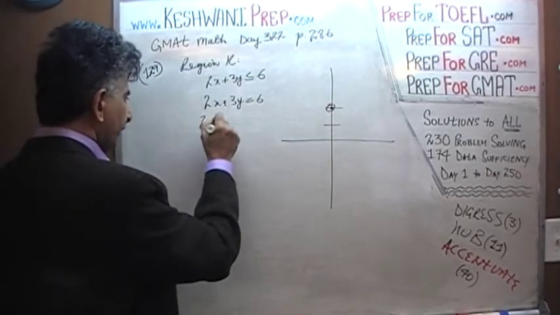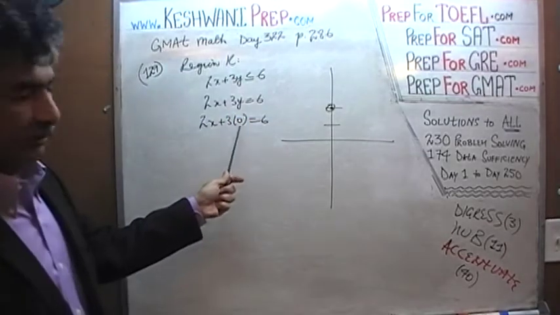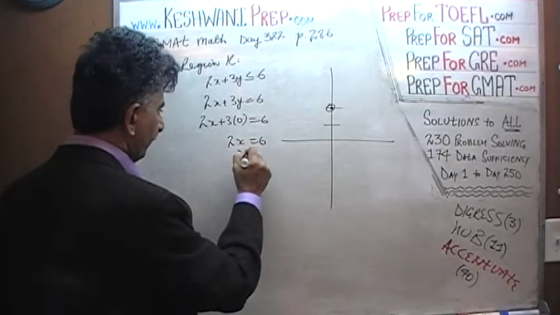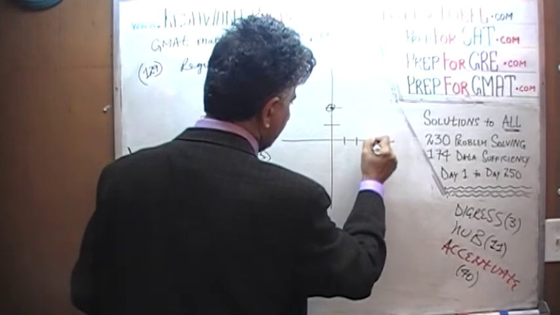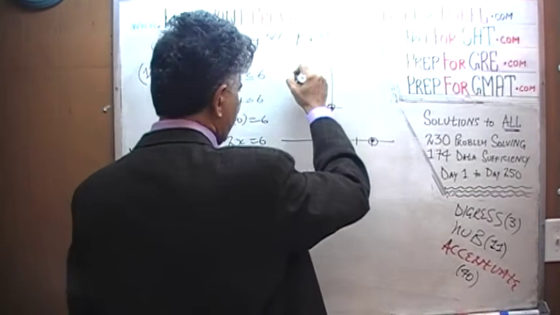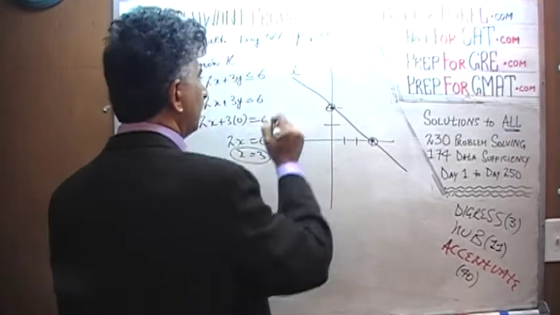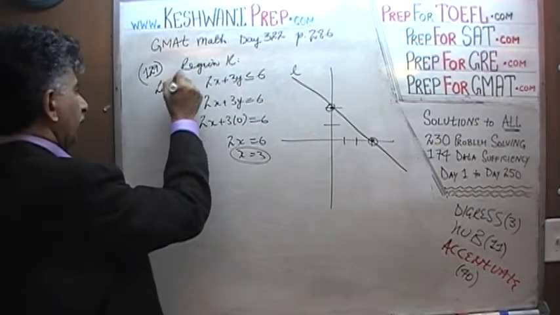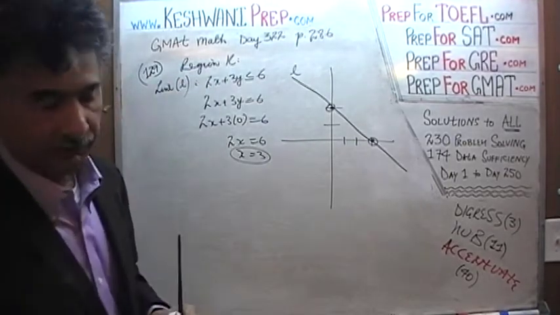Similarly, now the x-intercept. For the x-intercept, we set y equal to 0. When y is equal to 0, 3 times 0 is going to be 0. 2x equals 6. If 2x equals 6, x equals 3. 1, 2, 3. Here are the 2 points. And here's the line. Let's give this line a name. We're going to call it line L. So this is our line L. From now on, we will refer to this line as line L.